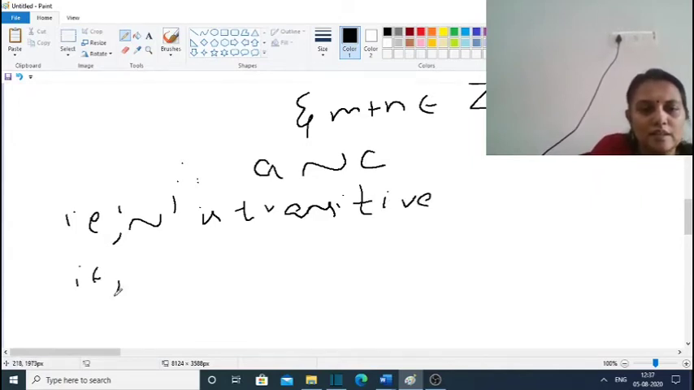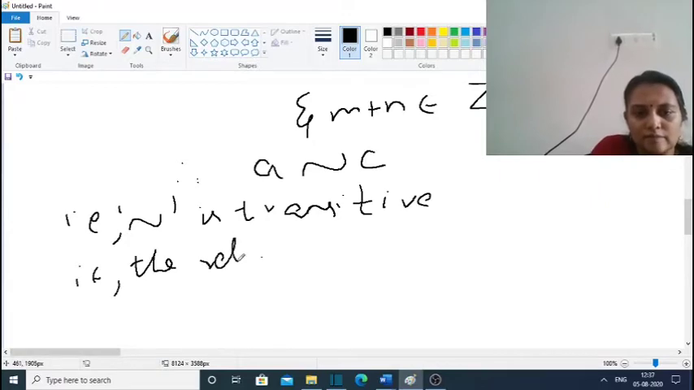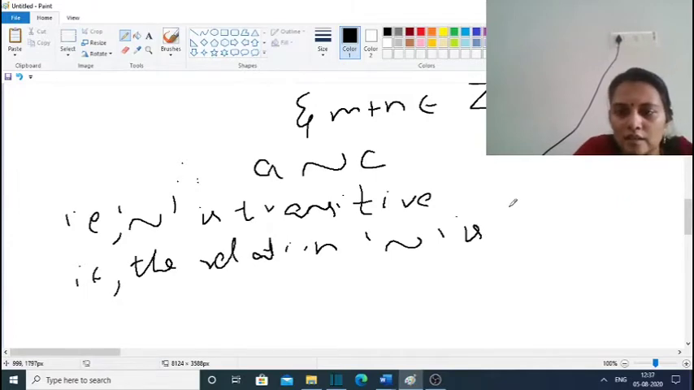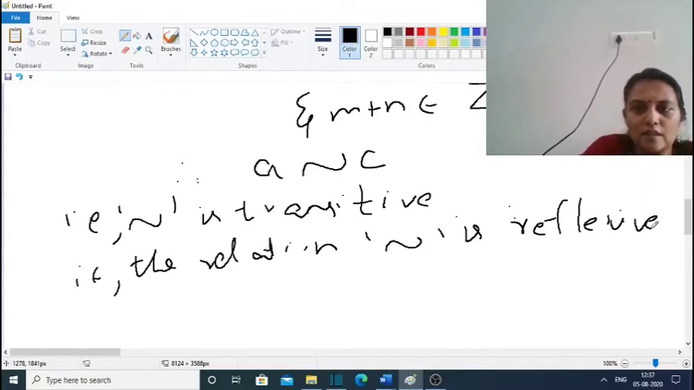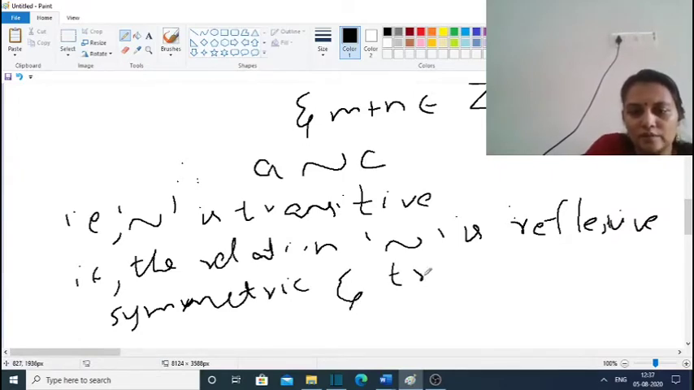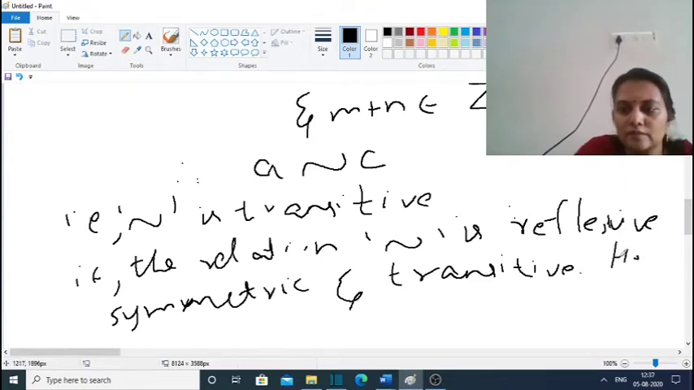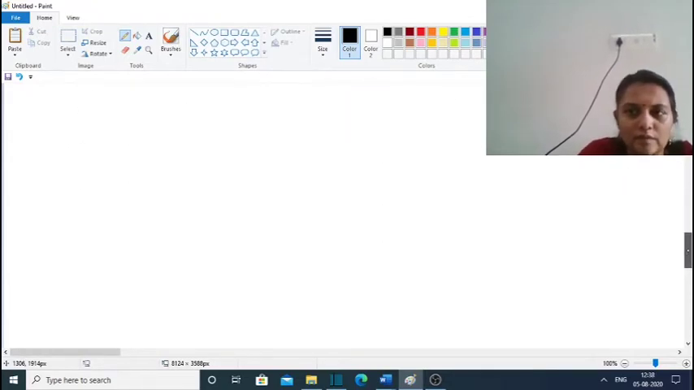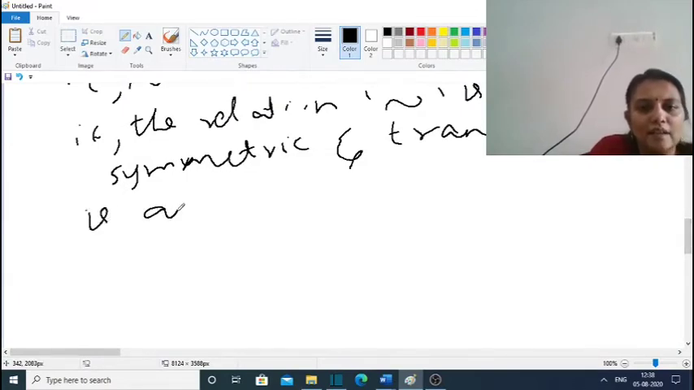That is, the relation is reflexive, symmetric and transitive. Hence, it is an equivalence relation.